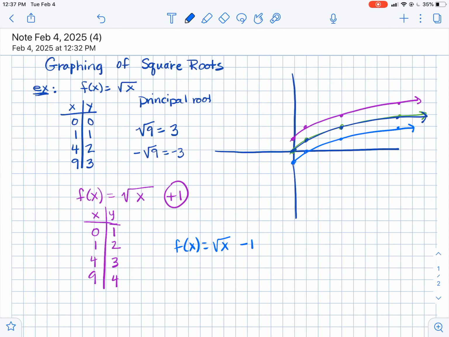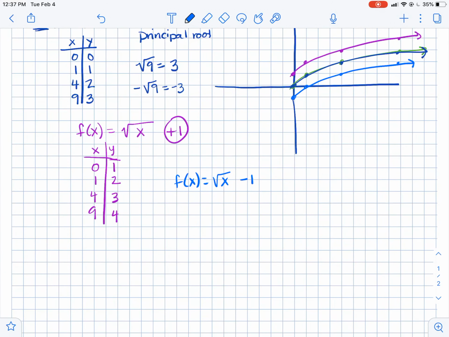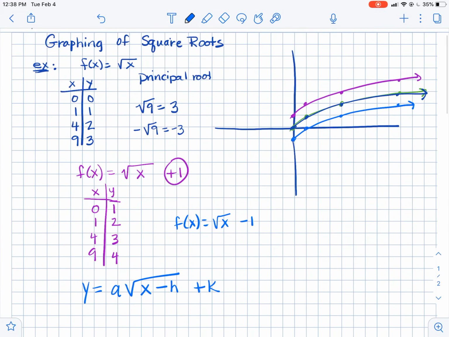So what we could say then is that the vertex form of a square root would look like the square root of x minus h, plus k. And again, your h, k is this starting point here. Now, what we do want to look at, well, let me do another problem here real quick, and then we'll look at it. So if I have, get me another graph.